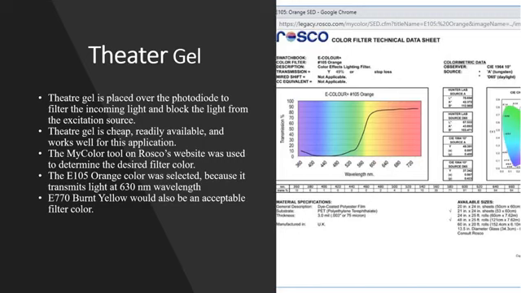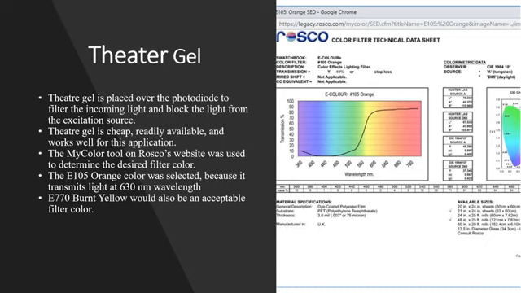This is because we want our signal coming from the photodiode to be solely comprised of light coming off the fluorescent material and not corrupted by the excitation source light. We chose theater gel because it's cheap, readily available, and works really well for this application. We used the My Color tool on Roscoe's website to determine the best desired filter colors.